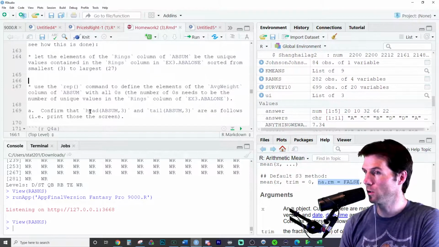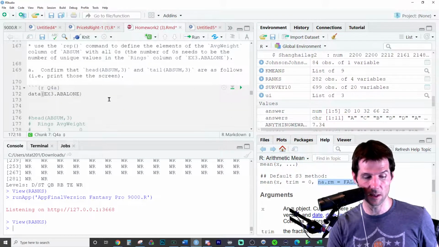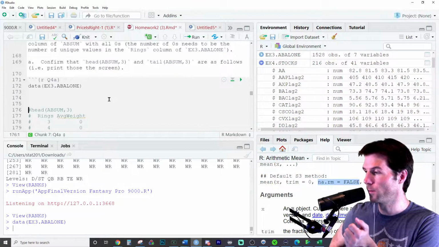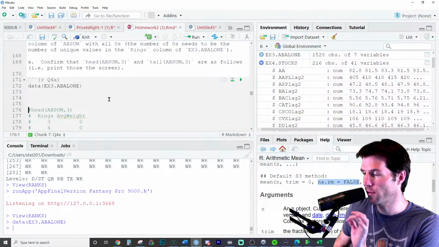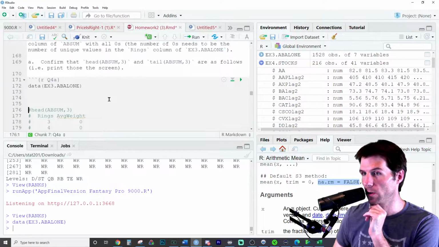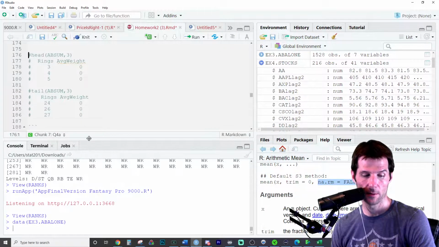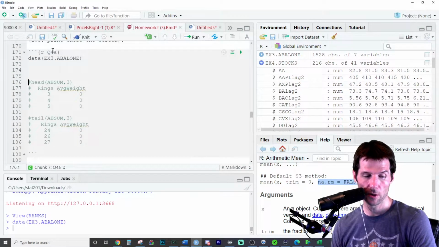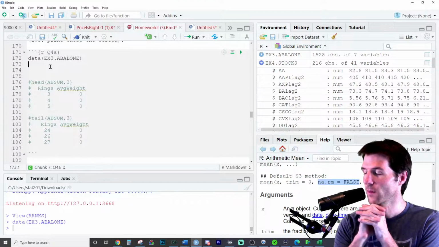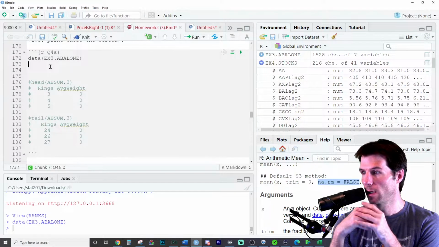So what code can we do? We're going to load in the ABSUM data set. Make sure you have library array class loaded up. What code can we do to find out how many unique values of rings there are? What code can we do to find out the unique values of rings? What function can we do to find out what unique values?